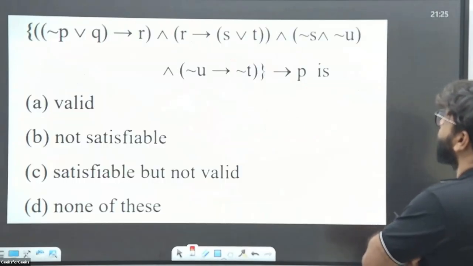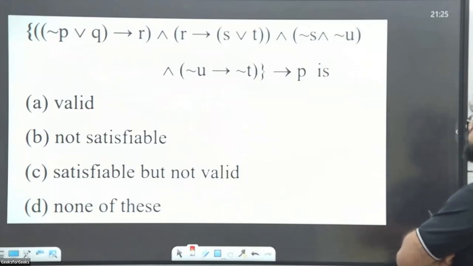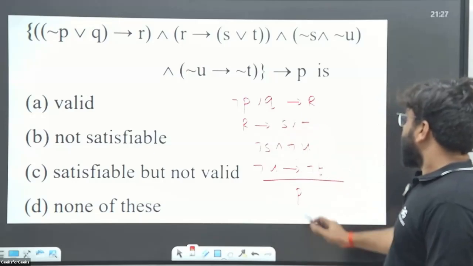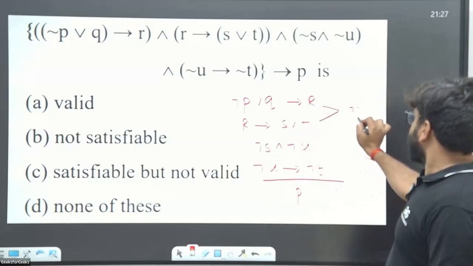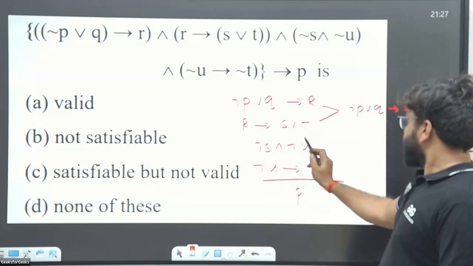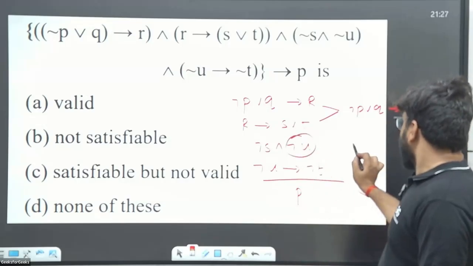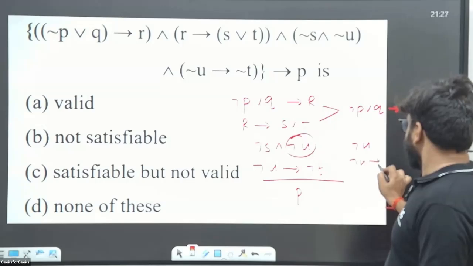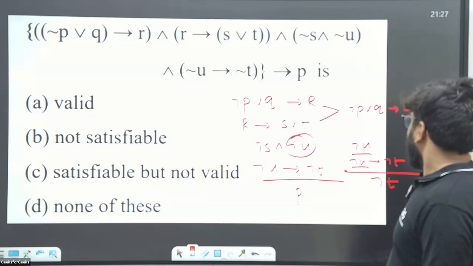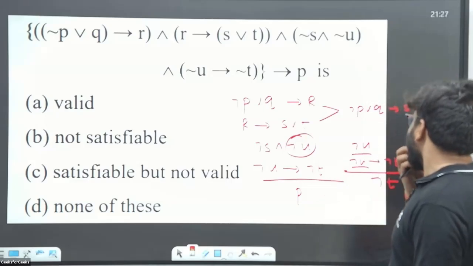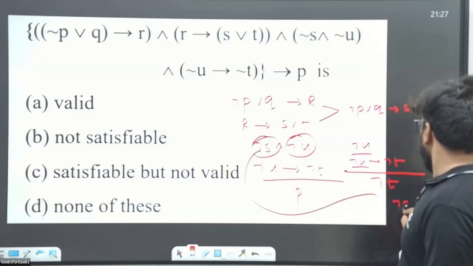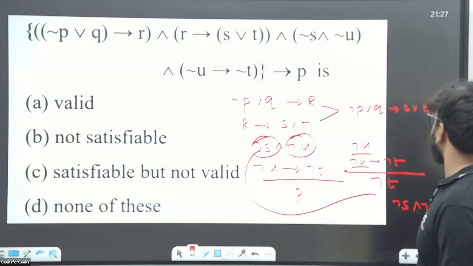Try to solve this, what you are getting. Yes, you have to use the inference rule. For example, negation of P or Q and R, and then R implies S. If you use transitivity, you will get P or Q implies S or T. From simplification, take negation of U. Negation of U implies negation of T. So you will get negation of T. And negation of S also I can borrow. So I can get negation of S and I can get negation of T.